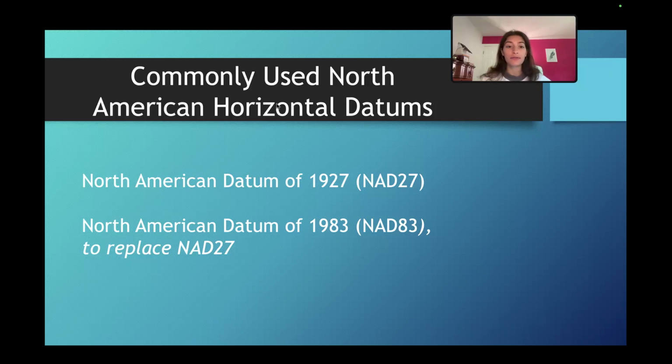So these are a few commonly used horizontal datums in North America specifically. We have NAD 27 and NAD 83. NAD 83 was meant to replace NAD 27. So every time we come out with a new one, we just add the last 2 digits of that 4-digit year so that we know what's the most updated.